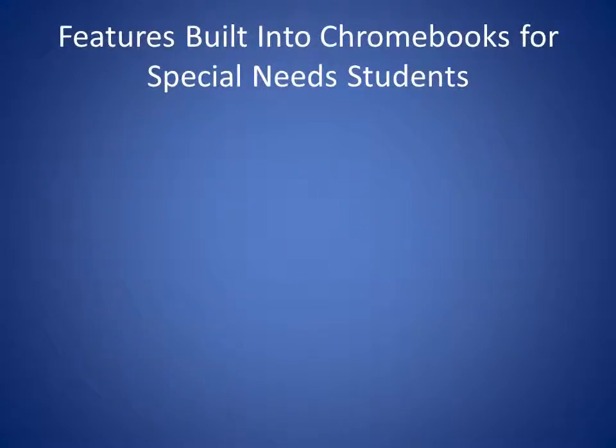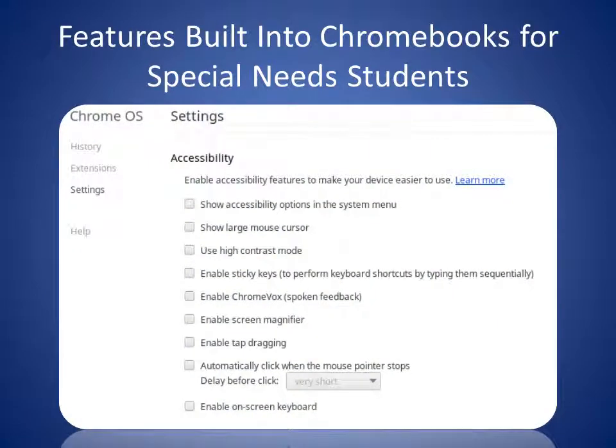All right, so some features built into Chromebooks already that could be very helpful for special needs students. This is a screenshot of the settings page. Here you can make the cursor bigger so it's more visible on the screen. You can also turn on high contrast mode, which makes the screen a little bit easier to read. There's also a really cool tool called ChromeVox, which is spoken feedback and it describes what is happening on the screen. There's also a screen magnifier that enlarges some items on the screen. And there's also support for USB connected Braille display.